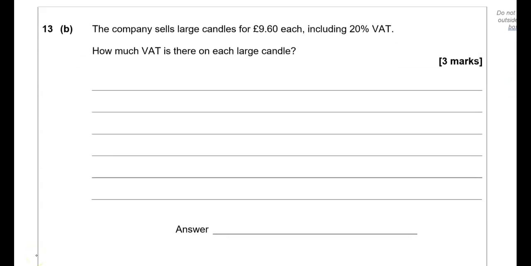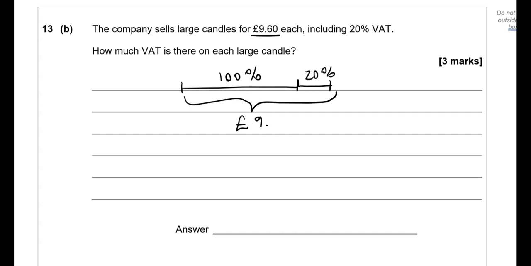The company sells large candles for £9.60 each, including 20% VAT. How much VAT is there on each large candle? So the £9.60 includes the 20% VAT. So it's the 100% amount and the 20% as well. So if I divide this by 120, it's going to give me just 1%. And then I can multiply that by 20 to give me just the VAT amount.